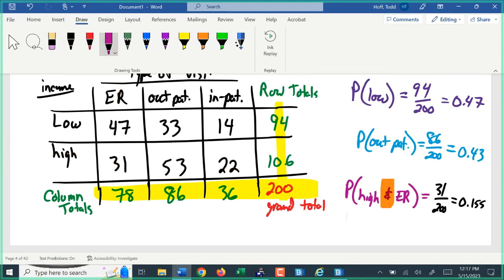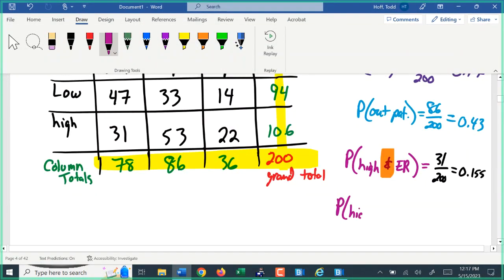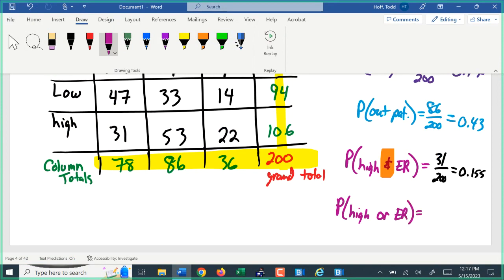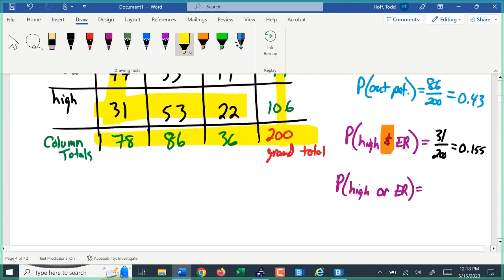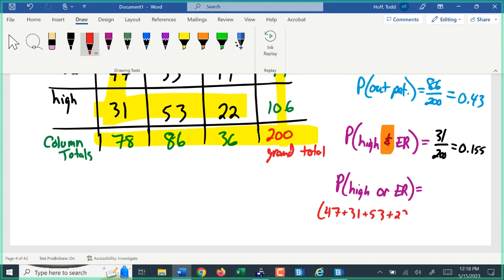Slightly different than that would be the probability of being high income or an ER patient. Here, it just has to be one or the other. So these are the high income patients, these are the ER patients. We just have to add those four numbers up. So we have 47 plus 31 plus 53 plus 22 is 153 out of that grand total of 200. 153 out of 200, or 76.5, I should say. 0.765.